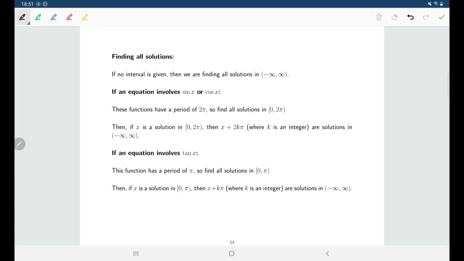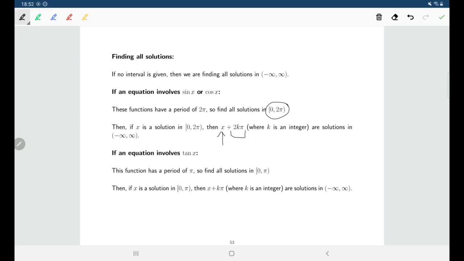And actually, this is relatively straightforward to do because if you're looking at solving an equation that involves sine or cosine, you know that those functions have a period of 2 pi. So first find all the solutions within one full revolution, and then all the solutions that you find will be coterminal to those angles. So it'll be whichever angles you found plus any multiple of 2 pi. And that's what I'm writing here.